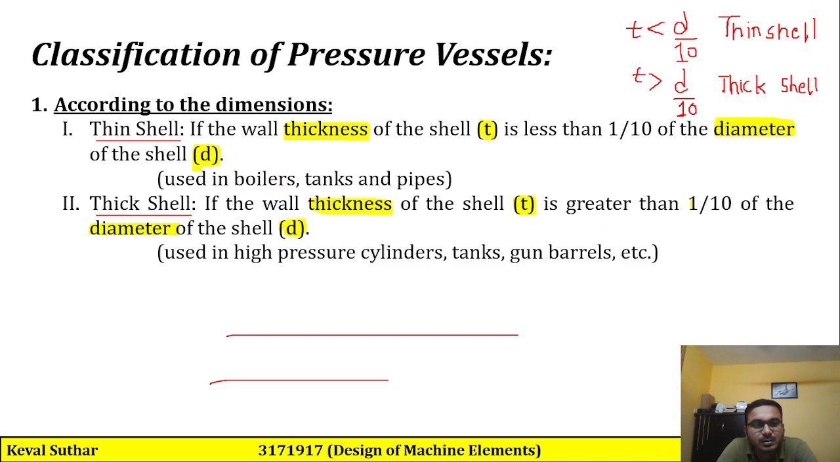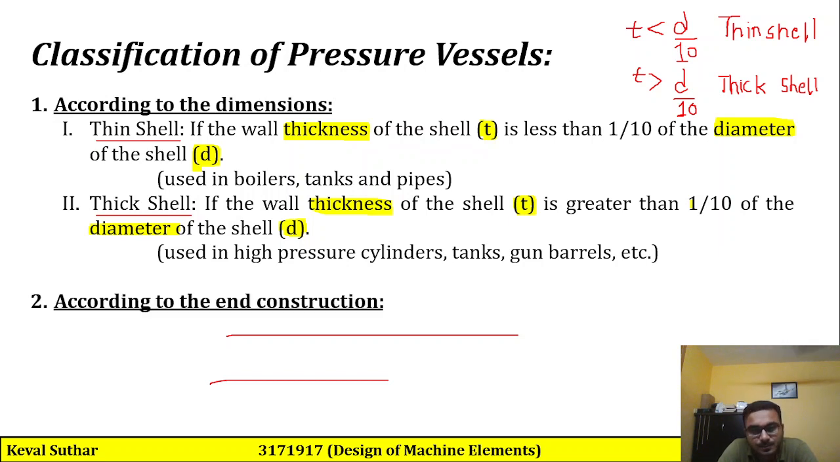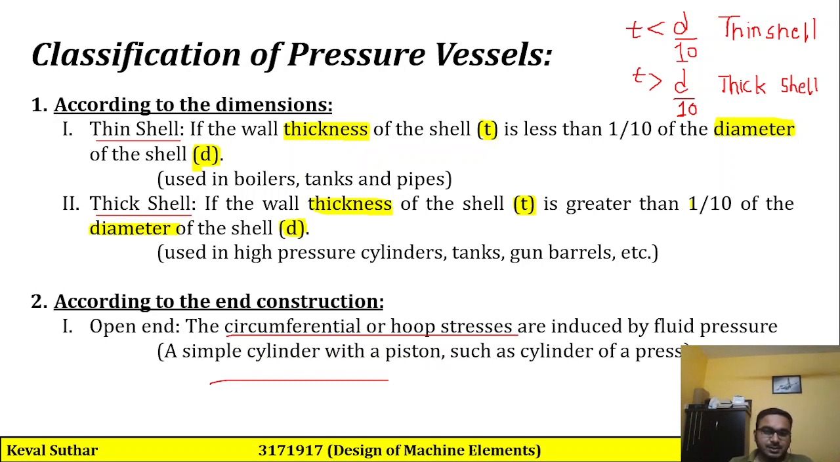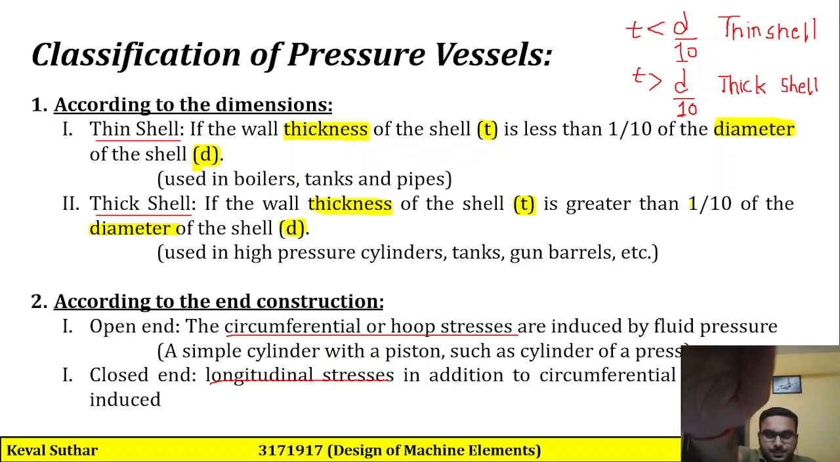Then we went through the classification of pressure vessel. First is according to the dimensions, which is thin shell and thick shell. If the wall thickness is less than 1/10 of the diameter, then it is thin, and if it is more than 1/10 of diameter, then it is thick shell. Then according to the end constructions also, we discussed that it can be open end or it can be closed end.